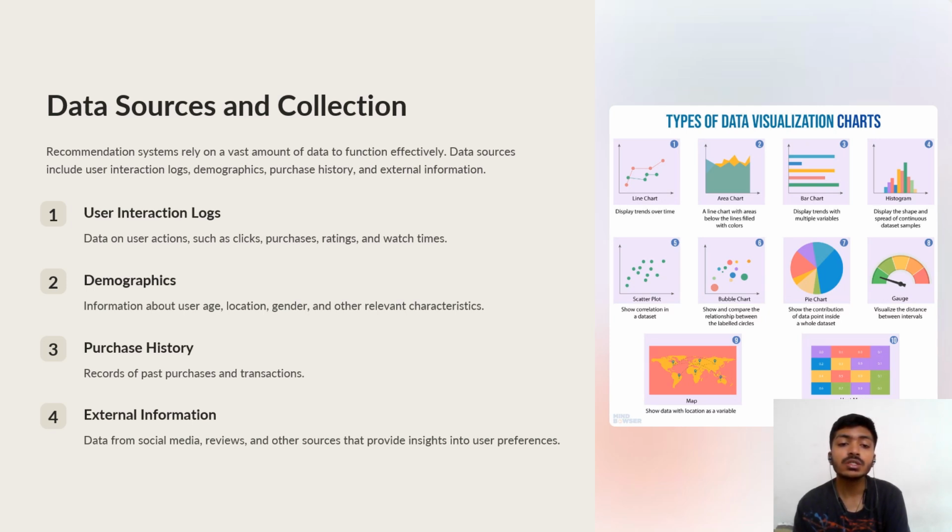Then purchase history of the person. This includes records of the past purchases and the transactions that have been made by the user. Then we have external information. This includes data from social media, reviews, and other sources that provide insights into the preferences of the user.